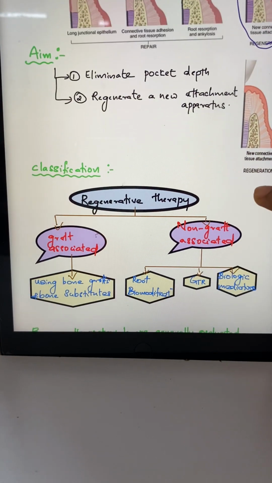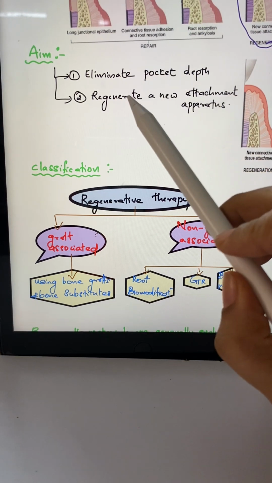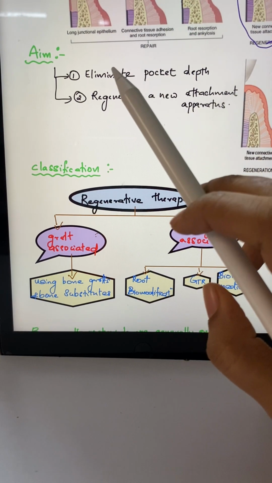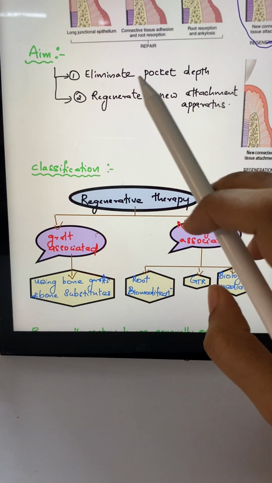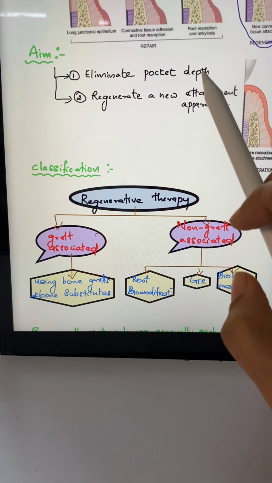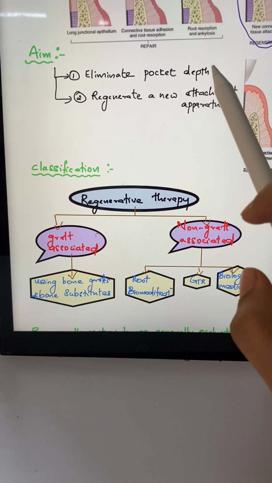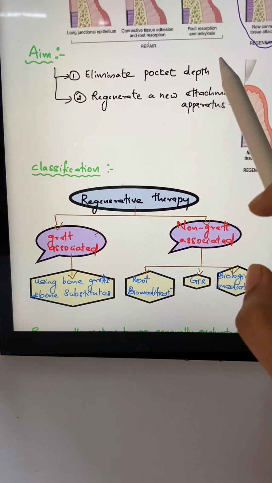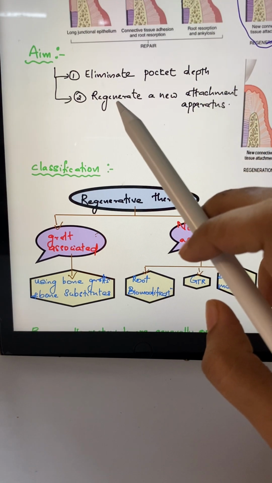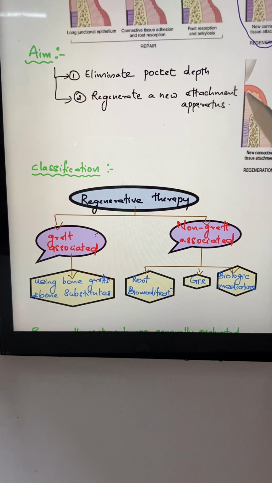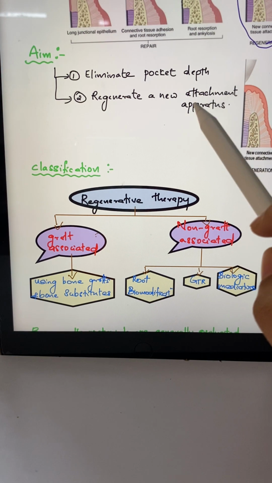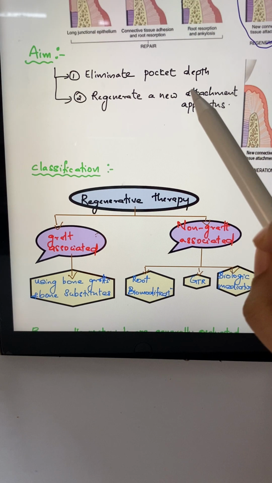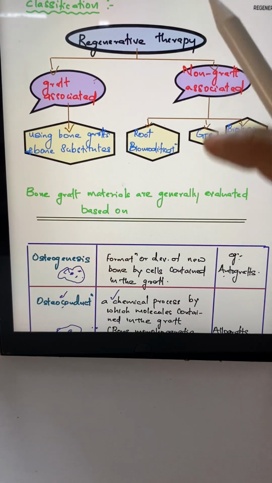And what are the goals of these regenerative procedures? One is to eliminate the pocket depth, and this goal can be achieved with the help of other techniques like flap surgery. We have discussed that already. With the help of some flap procedure, we can eliminate the pocket depth. But our other aim is to regenerate a new attachment apparatus. This can be achieved only with the help of these regenerative therapies. Next we'll see the classification.